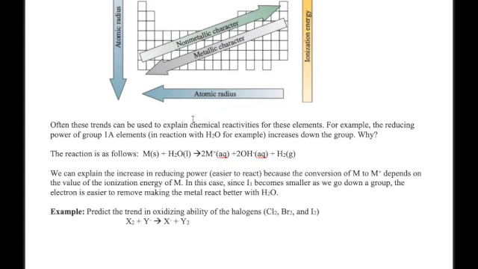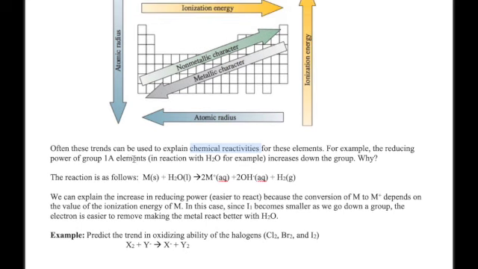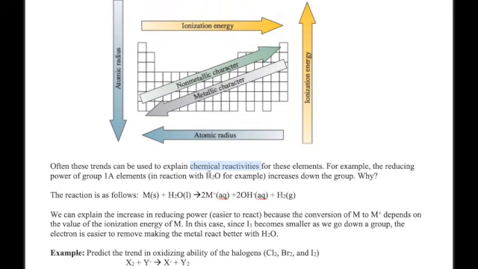Now, one of the useful things about these trends is you can help explain chemical reactivity, which is really what we want to be able to do eventually. For example, we can think a little bit about the reducing power of group 1A elements in this case. When you put a reaction between a group 1A element like sodium or lithium with water, you have a very explosive reaction, and the reaction is actually a redox reaction. This is what a typical reaction would look like. So this M here is any group 1A element, could be lithium, sodium, potassium, etc.